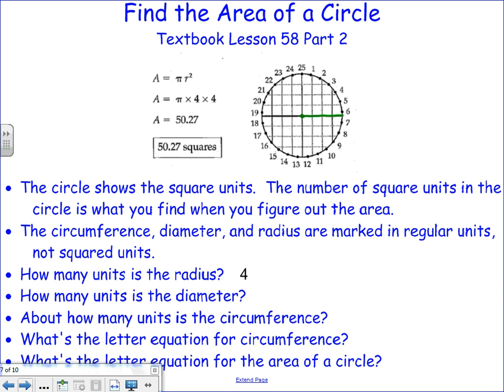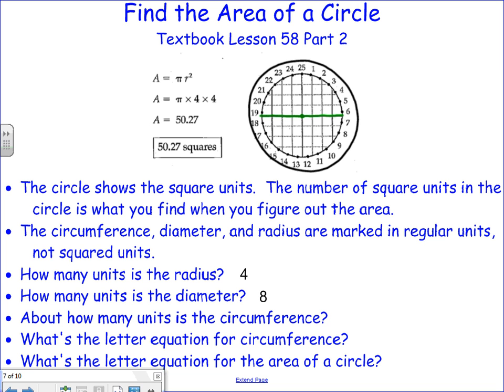And we can see that on our circle. We already know that the radius is 4. So if we keep going here, 5, 6, 7, 8. All the way across will be our diameter. Next question, how many units is the circumference? Well, remember circumference is the distance around the circle. So if we start at the top here and we count around, you can see that as you go around here, it's going all the way around to 25. So it's about 25. Now that's an estimate for this circle.